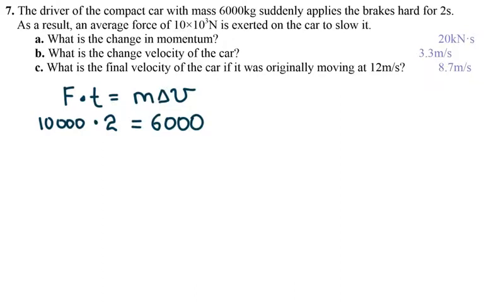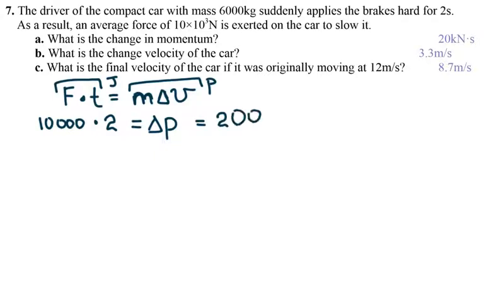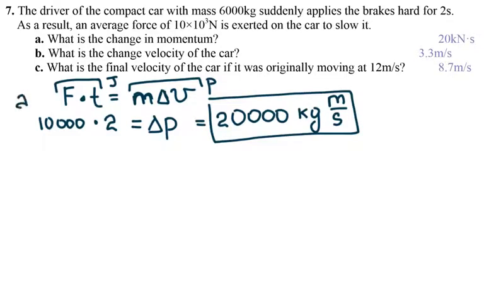They don't ask you change of the velocity, so change of the momentum. So here is momentum. If the impulse was the letter J, then the momentum was the letter P. So it equals the change of the momentum. And if I multiply those numbers, I have 20,000, momentum is measured in kilogram meters per second. So that would be for part A.